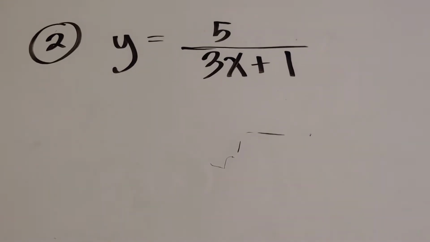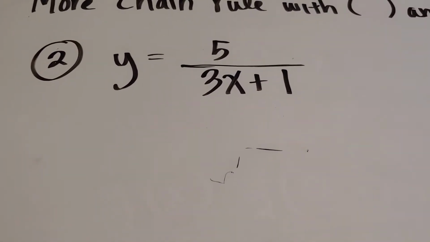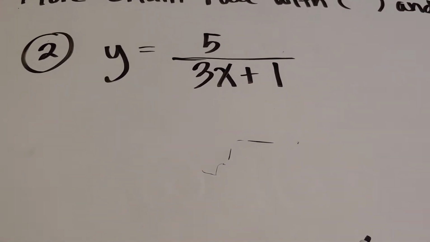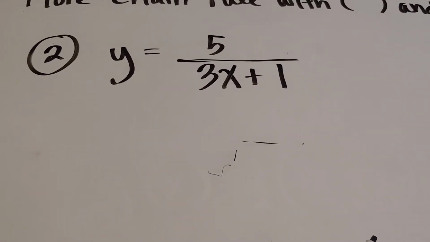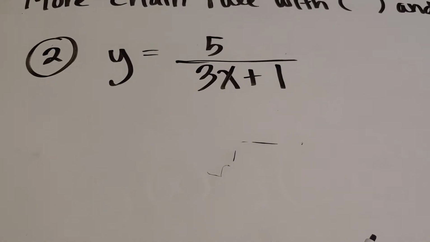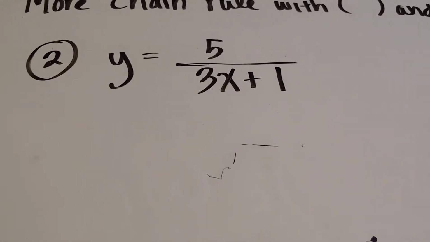In this example, I have just a very small fraction, and some of you might be thinking, well, can I use the quotient rule? Of course you can use the quotient rule. You could totally do low d high minus high d low, square the bottom, and away we go. But what I'm going to show you is how you can actually do this problem using chain rule.